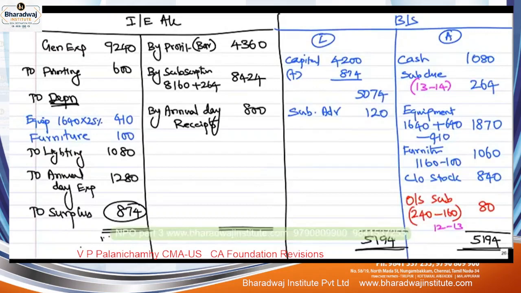You can do it together also. Subscription due, you can add this 264 plus 80 also. 264 plus 80, both you can add and put.